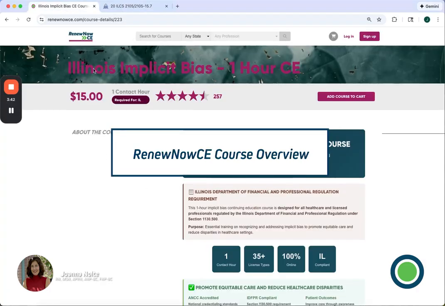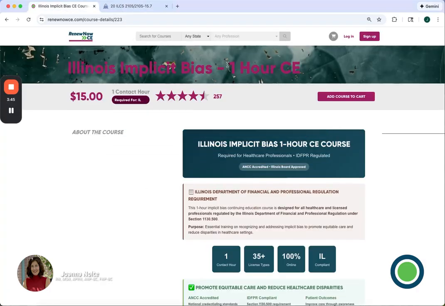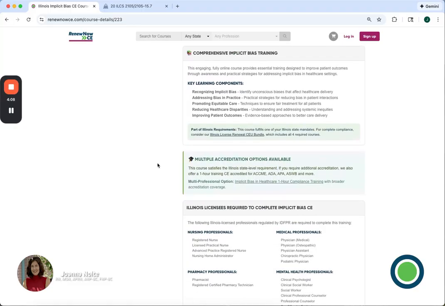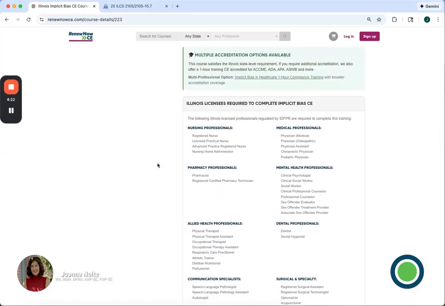Okay, so here is RenewNowCE's Illinois Implicit Bias 1-hour course. It's $15. And it is designed to meet the requirements for healthcare professionals according to the statute section 1130.500. It's designed to promote equitable care and reduce healthcare disparities. The key learning components are recognizing impairment, addressing bias in practice, promoting equitable care, reducing healthcare disparities, and improving patient outcomes. This course meets the requirements for the state and can apply to any of these listed professionals: nursing professionals, medical professionals, physician, medical and osteopathic, mental health professionals, pharmacy professionals.